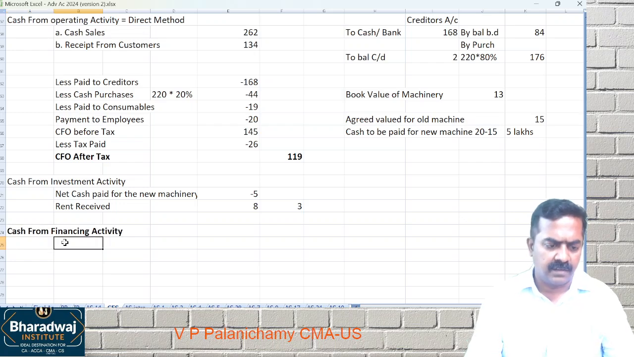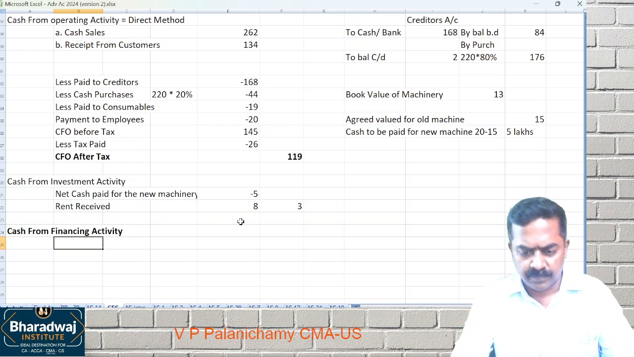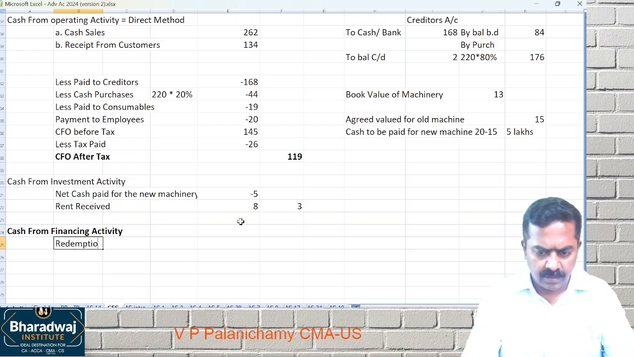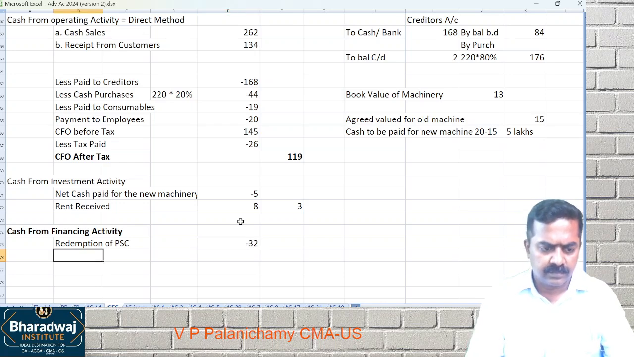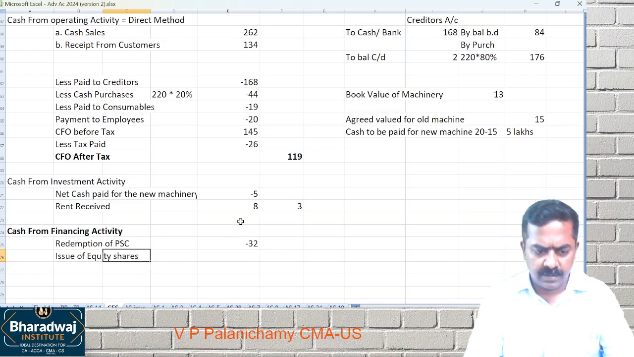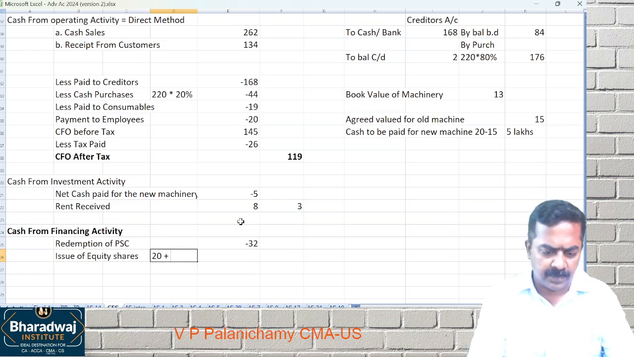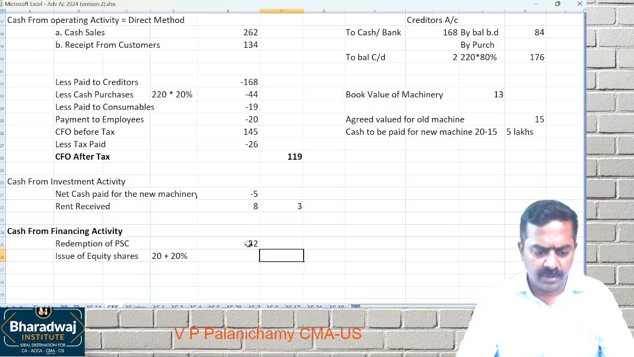What all will come in cash from financing activity? Redemption of preference shares, see how much we have done. 32 lakhs. Then issue of equity shares, 20 lakhs at a premium of what percentage? 20%, what comes? 24 lakhs. So this is 32 lakhs. This is 24 lakhs plus 24 lakhs.